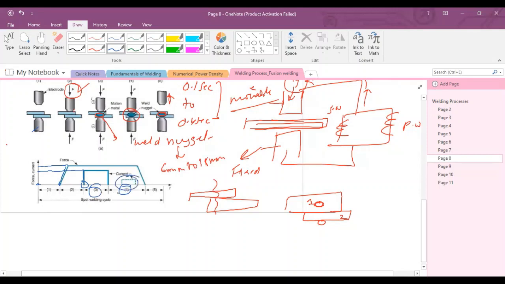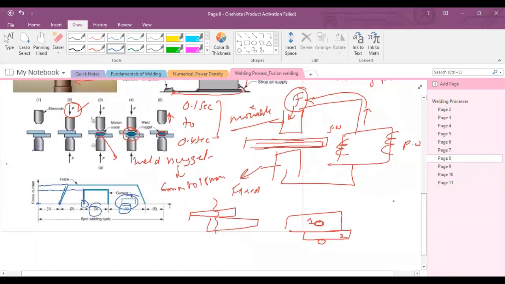There is one dotted line, which also represents the current, because sometimes we need extra current to form a proper weld nugget, as with certain metals like copper. For copper, extra current is required to melt the copper parts or copper alloy sheets to form a proper joint. So this small dotted line represents the extra current required in spot welding.